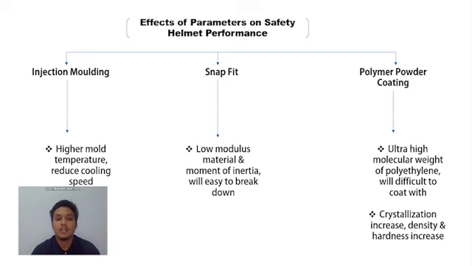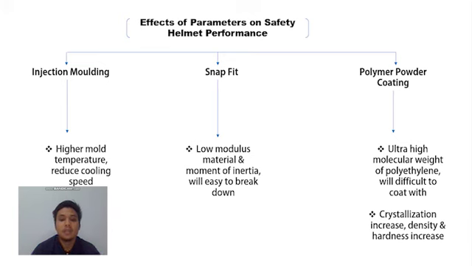Mold temperature affects the cooling of the injected part, because a higher mold temperature will reduce the cooling speed of the skin layer, resulting in more uniform cooling through the thickness. For the joining process, which is the snap fit, the parameters that can affect the performance are the modulus of material and the cross-sectional moment of inertia. This is because a low modulus of material and moment of inertia can break down easily, since it can be bent or forced out of shape.